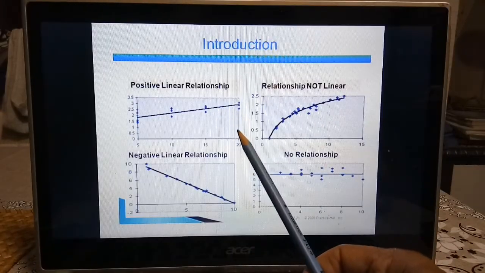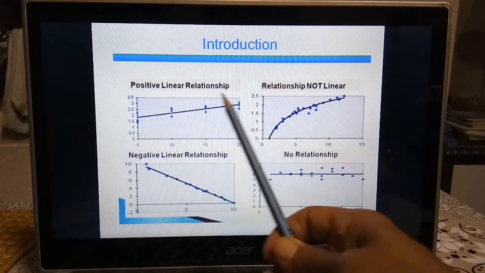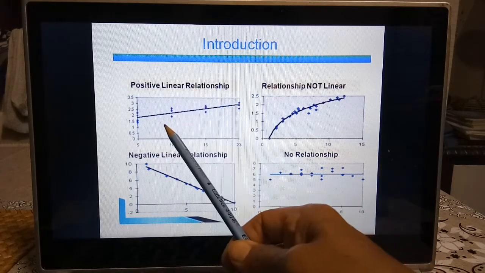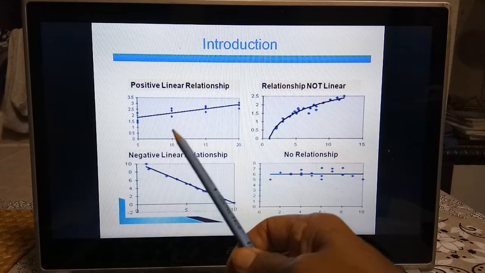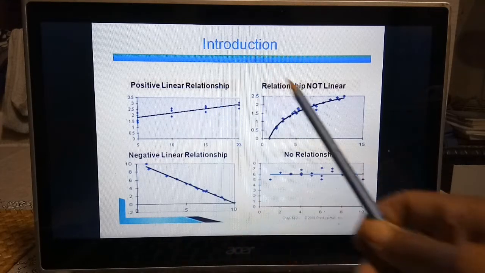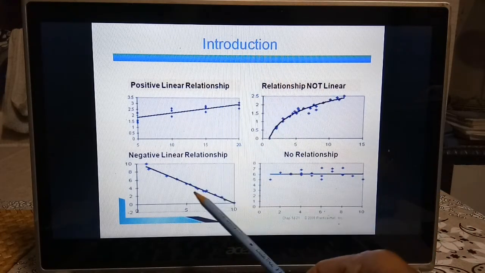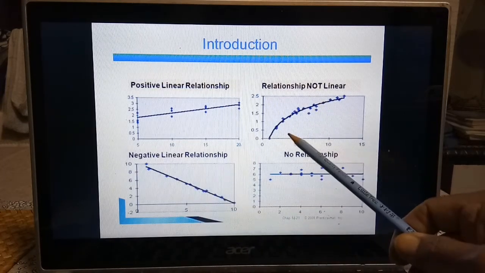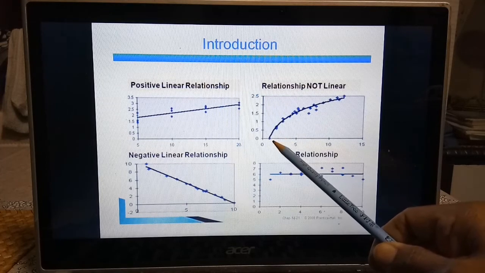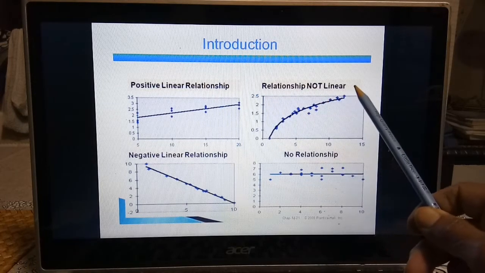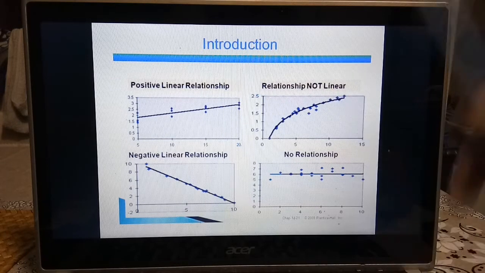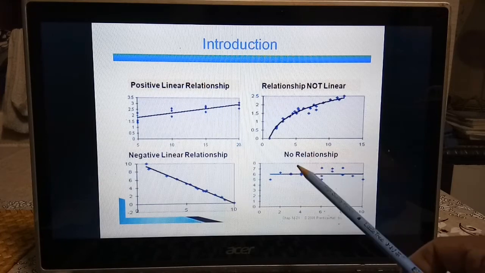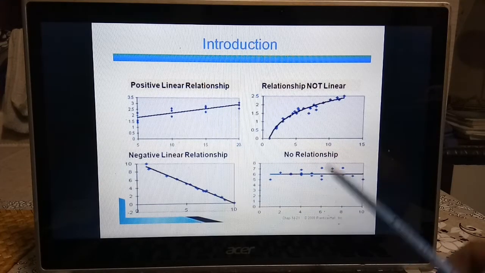Okay, so these are 4 types of relationship that we could get from study. So this is a positive linear relationship. We can see the X increase, Y also increase. Negative linear relationship, when X increase, Y decrease. Relationship not linear, so from the scatter plot we can see bukan straight line tapi a bit curvy line. So this is not linear relationship. Okay, if we have a straight line or horizontal line, so we say there is no relationship between variables.